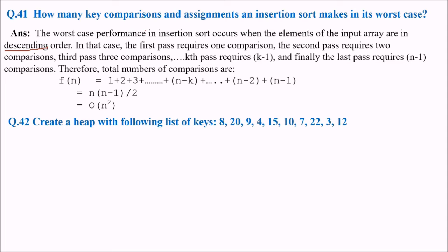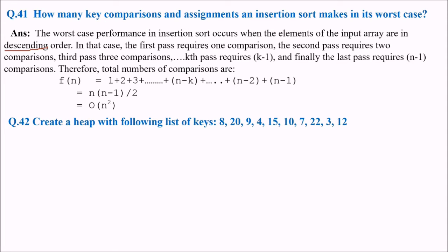Now you have two cards in your left hand. You take one more card. Now you are comparing it with two, not one but two, and placing it, so it will be two comparisons. Now you have three cards. Now you are taking one more card and comparing it with three cards, so there will be three comparisons because it is descending. The order is descending, so you have to compare first one time, two times, three times, like this.